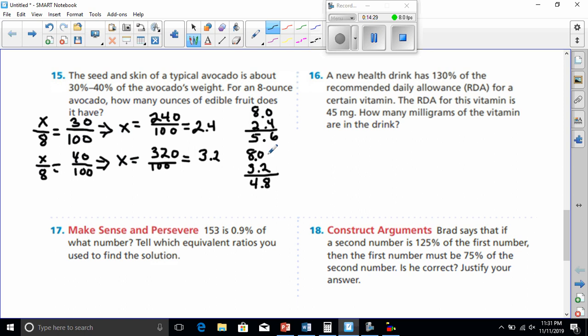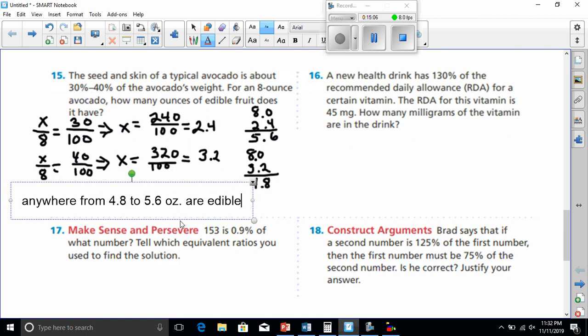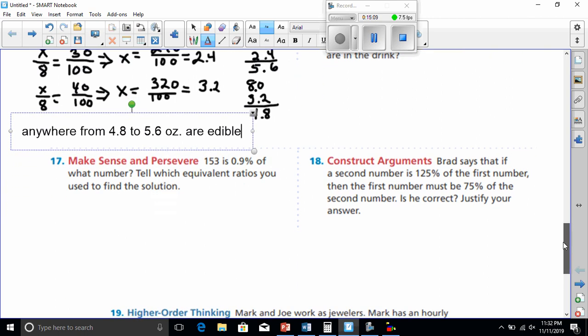So that tells me, let's see, how many ounces of edible fruit does it have? About, let's see, anywhere from 4.8 to 5.6 ounces are edible. Okay, and let's see, we're off to number 17 now.